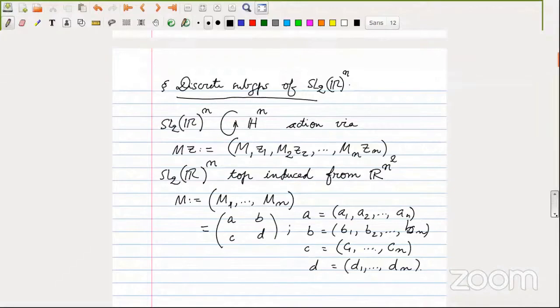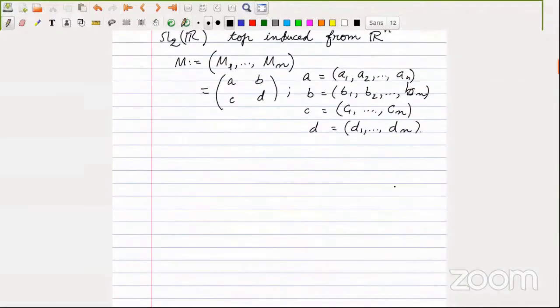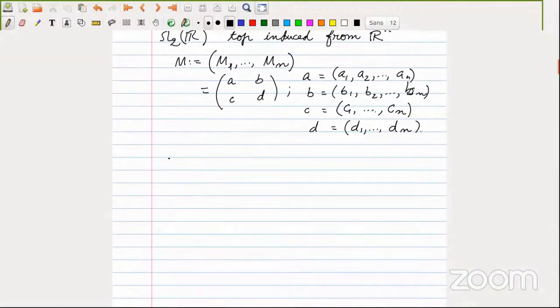Okay, and remember that I can write down my M as MZ. If I write this down coordinate-wise, everything coordinate-wise, then I can also write this as AZ plus B, times this one, CZ plus D to the power of minus 1. Okay, so minus 1 is a multiplicative inverse.